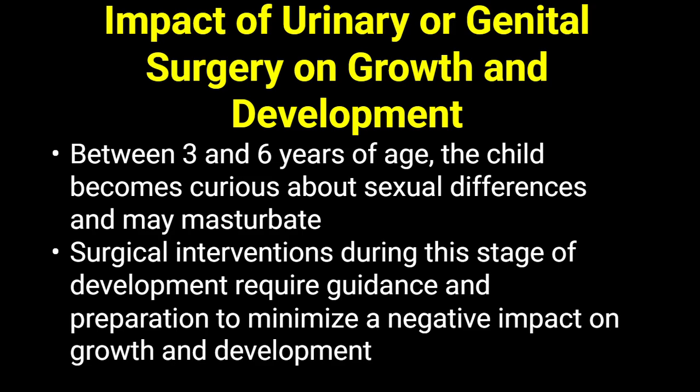Children between 3 and 6 years of age are becoming more aware of their bodies and the differences between boys and girls. During this developmental stage, surgery involving the urinary or genital system can be especially stressful because children may fear injury, loss of body parts, or punishment. The nurse should prepare the child using simple, honest, age-appropriate explanations, therapeutic play when appropriate, and reassurance that the surgery is meant to help them get better.